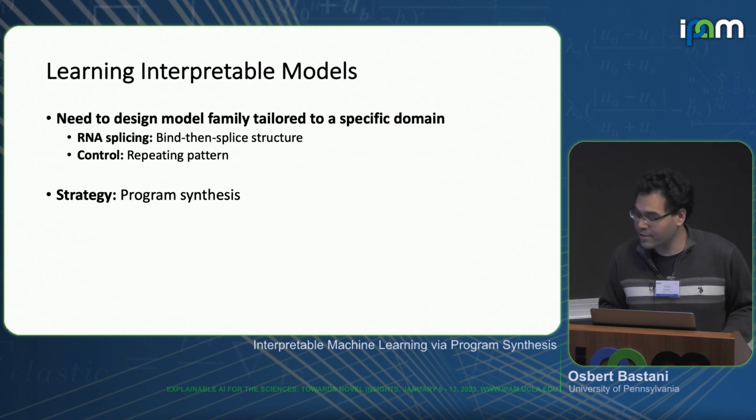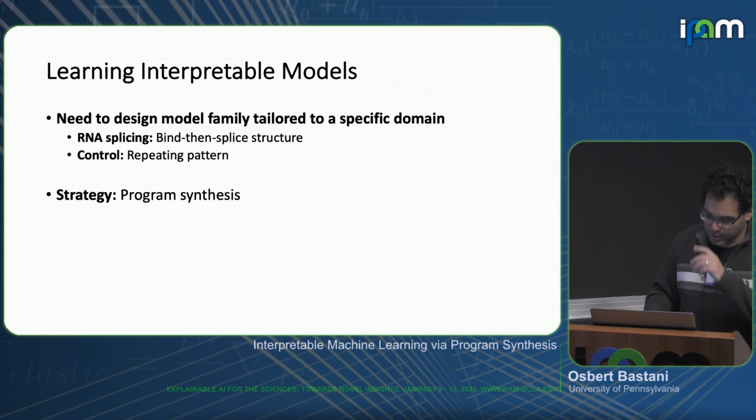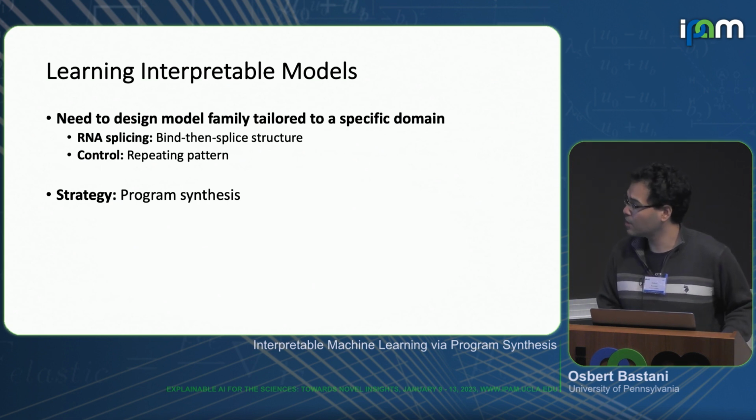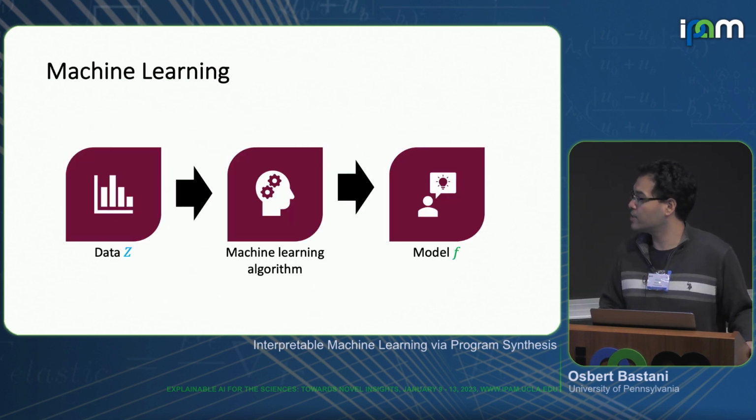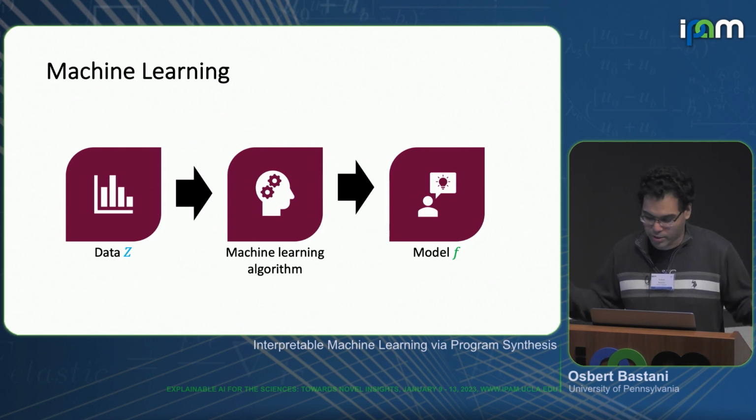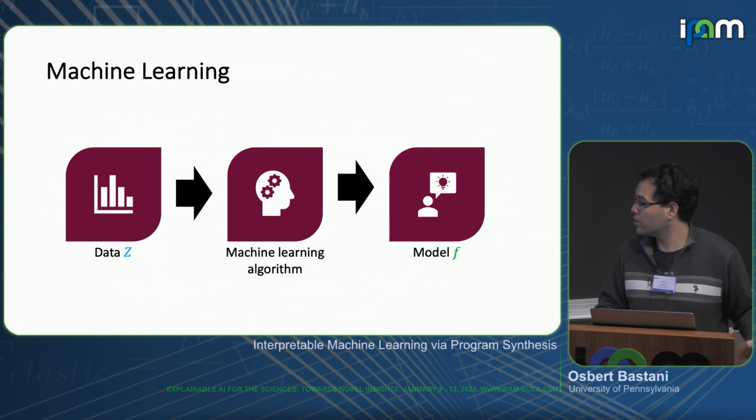It's actually a set of techniques that are very similar, at least at an abstract level, to machine learning. In machine learning, generally, you are given some data Z, for example, XY pairs, and then you feed it to a machine learning algorithm, for example, a linear regression algorithm, and then you get out a model F, for example, a linear model.